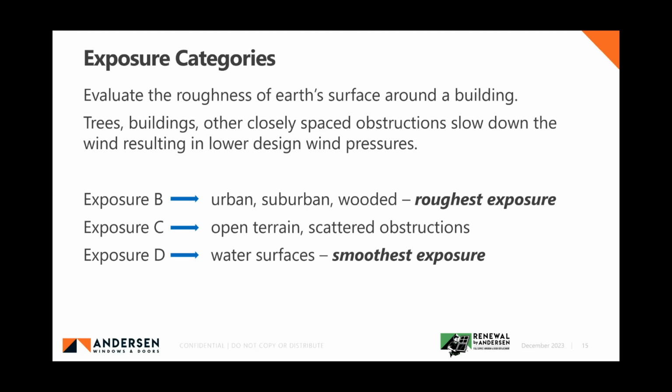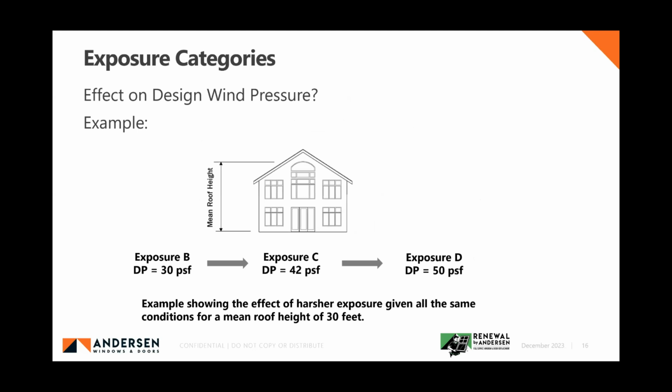So if you take a building, for example, this one here with a mean roof height of 30 feet, what effect does the exposure category have on the design wind pressure? Okay, well, it has a big effect. If we take the same building and let's say first it's located in some type of wooded area, a heavily forested area, so that it qualifies for exposure category B, and we do the calculation, the design pressure on the windows and doors is 30 psf, just for example.